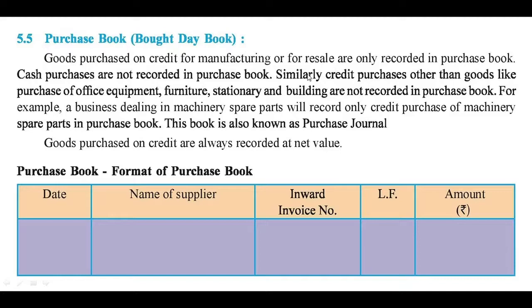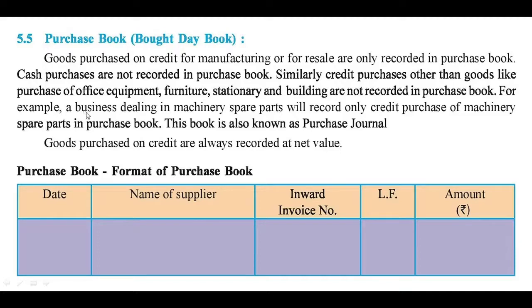manufacturing or for resale. So you have to remember that when the goods are purchased on credit for the purpose of manufacturing or trading, then they are recorded in the purchase book, and the cost is recorded always at the net value. So you have to remember that whenever a businessman deals in a particular commodity, then that commodity is goods for that businessman. So we have learnt the meaning of the word goods in accounting. Goods is a commodity in which a businessman deals.